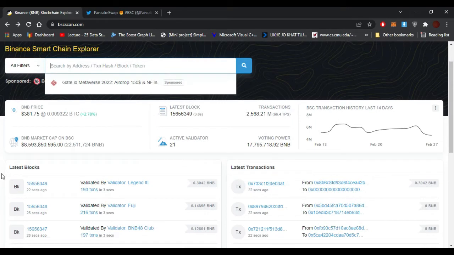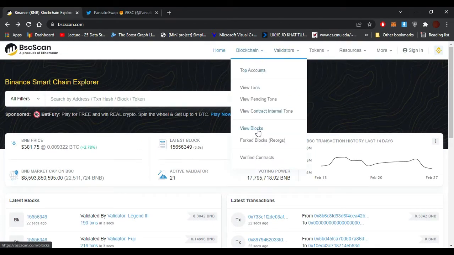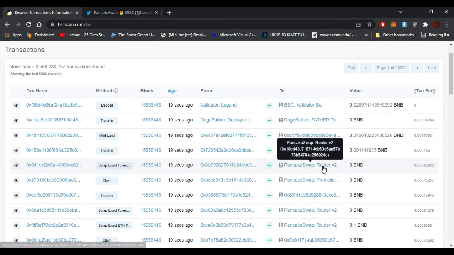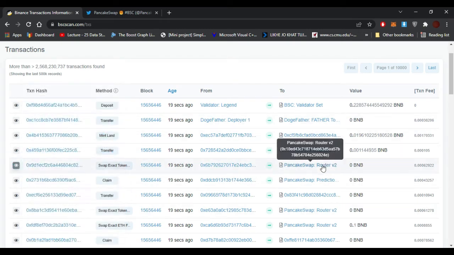Basically, just go to the transactions first, right? So you just go to the view transactions, right? And you first need to look for any transaction which is swap exact tokens for ETH, right? And just make sure that it is sent to Pancakeswap router v2, right? So from this, by clicking on this, you will open the router right here.